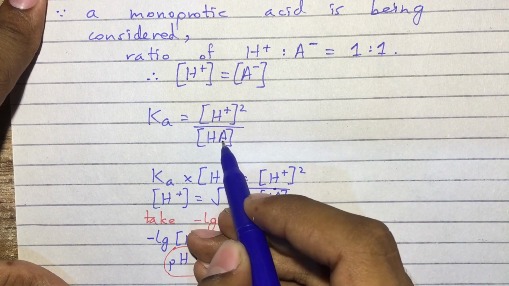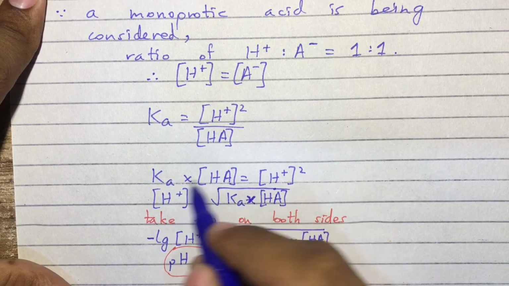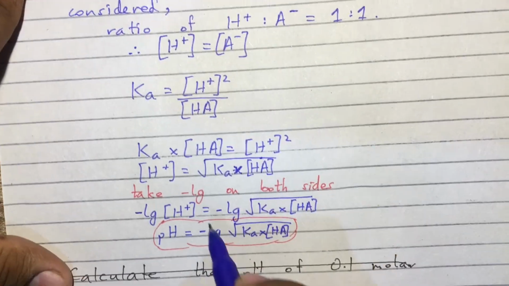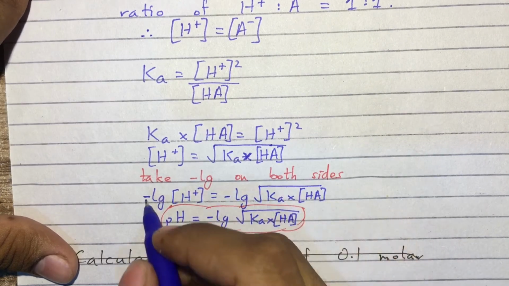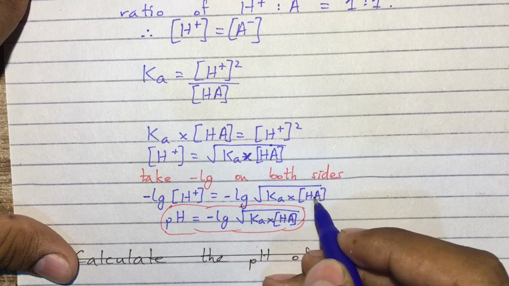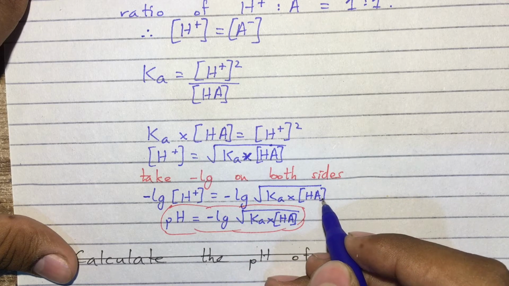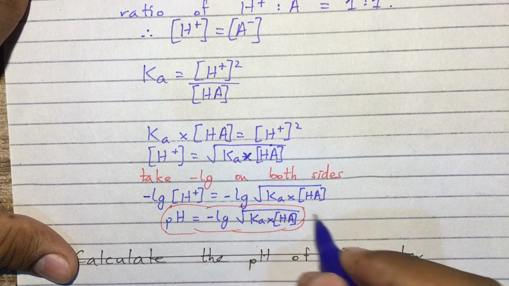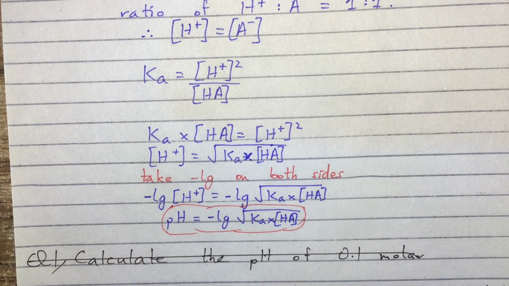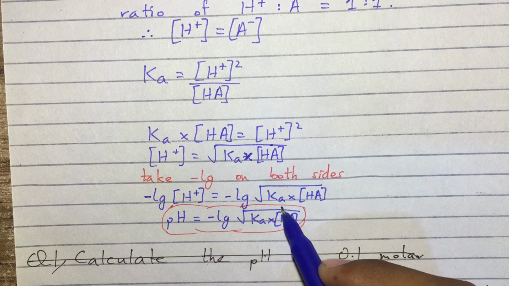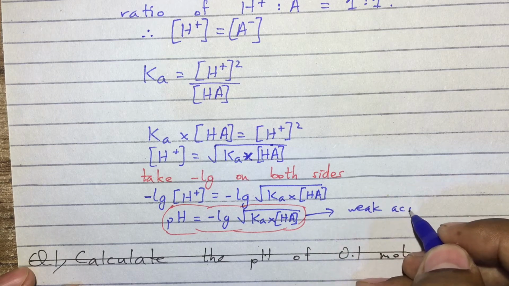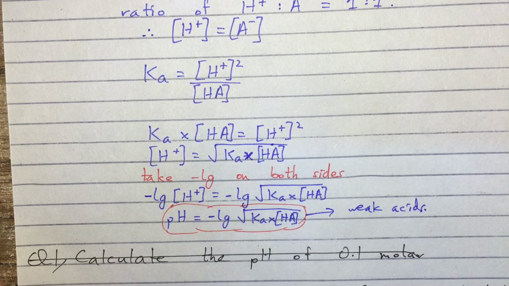I shift the concentration of acid to the left, I get this expression, shift the square, make it a root, then take negative log on both sides. Negative log of H plus is basically pH, and negative log of root of Ka into acid concentration will be written as it is. So this is the expression for pH in weak acids, because the acid dissociation constant, that is Ka, is only for weak acids. So we use this only for weak acids, right?